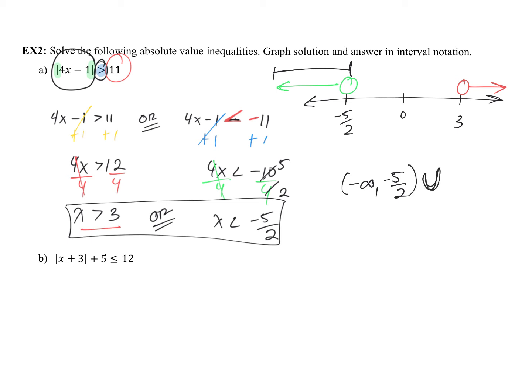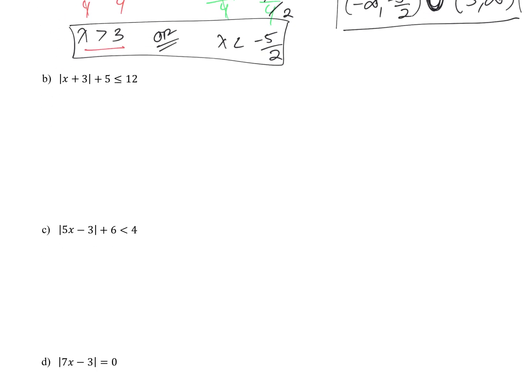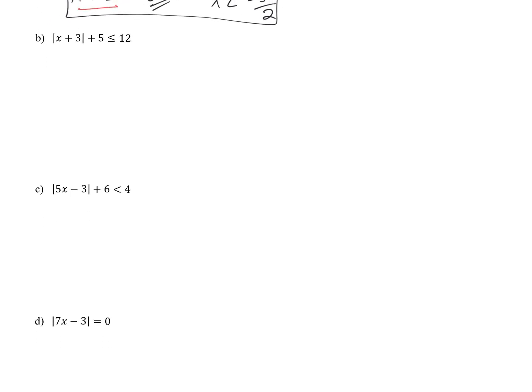And then union, here and on, so that'll be 3 to positive infinity. Once again, always use parentheses with infinity. And box your answers. Now let's take a look at example B.